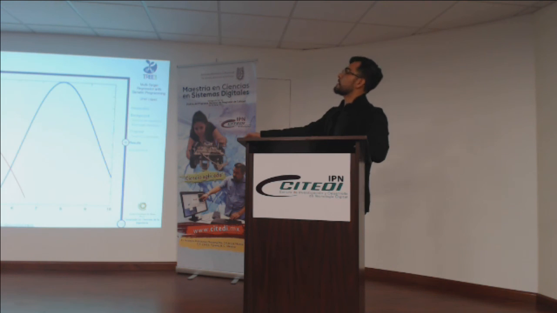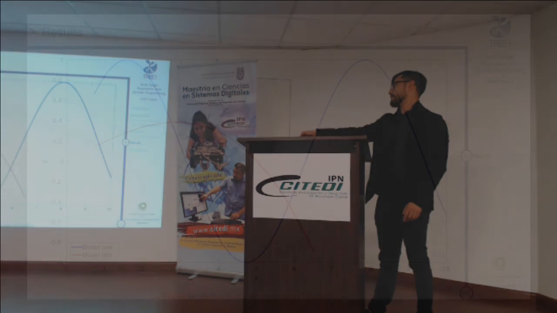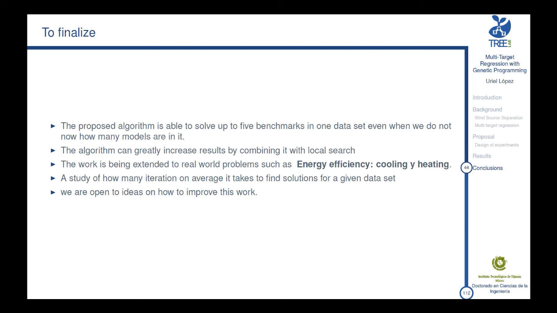Because this problem, it was really complicated. It wasn't able to find the red line. So when we applied local search, we were able to find this model. So local search helps. This work is being extended to real-world problems such as energy efficiency, cooling and heating. Also, we're doing a study of how many iterations on average it takes to find a solution for a given data set. And finally, we're open to ideas on how to improve.